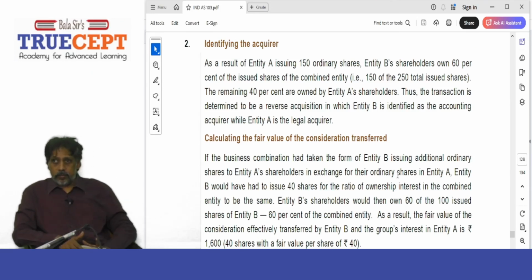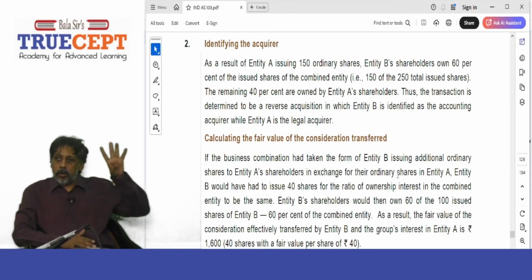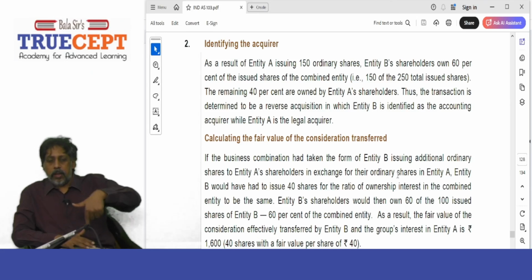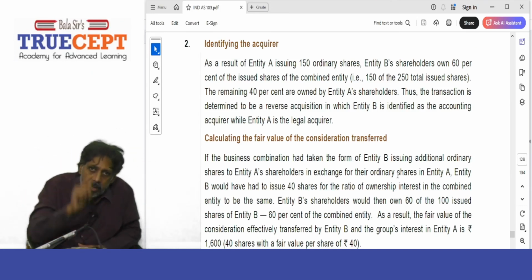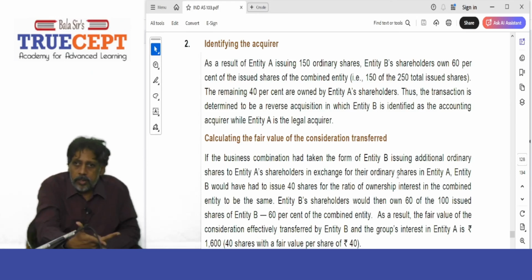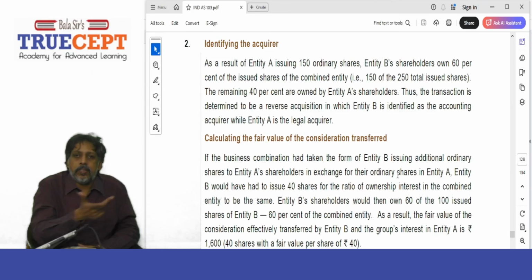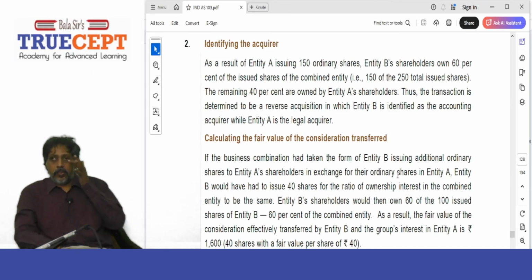Got it? Yes. So you'll issue 40 shares to my shareholders, worth rupees 40 each, because that's the price of one share in your company, fair value. So 1,600. Is that fine? Yes, sir. Now this is the toughest part here.